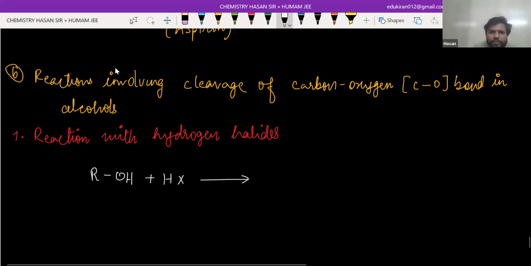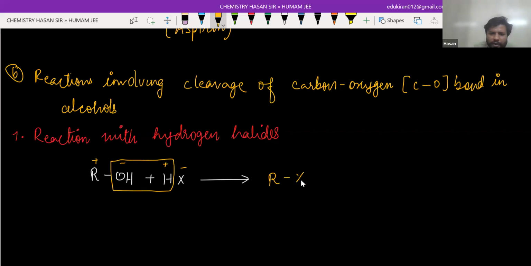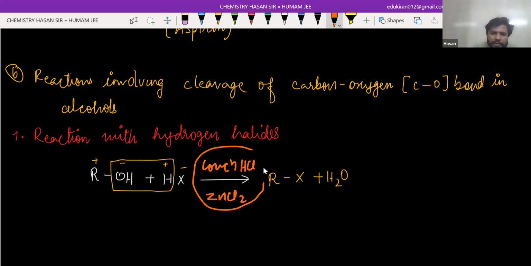And what you will get, this bond will be, as I told you in the previous chapter, halogen positive. This is negative, this is positive. So you are going to remove this water and RX will be formed. So you will get RX plus H2O. And for this, we are going to use a reagent that is concentrated HCl in the presence of ZnCl2. This is called Lucas reagent.